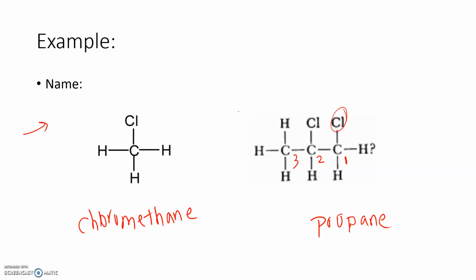So when I go to name this, I tell people that there are 2 chlorines in this molecule. So to propane, I'm going to add the prefix dichloro. You have to tell the people that there's 2 chlorines, and then give the position of them. They're on carbon 1 and 2. So the name of this molecule would be 1,2-dichloropropane.